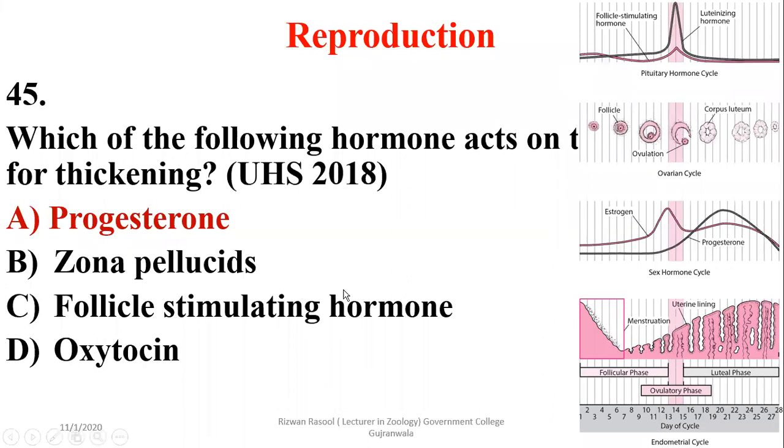Zona pellucida is the layer around the egg, and follicle stimulating hormone acts on the ripening follicles for their development. Oxytocin is not concerned over here, but that hormone is involved in the delivery process as well as in ejection of milk.